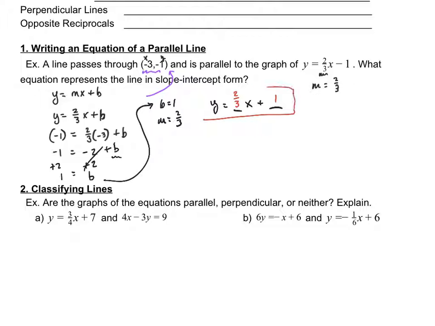We have a new line that passes through this point and is parallel to this line. And we know that it's parallel because it has the same slope and two different y-intercepts: y-intercept of -1, y-intercept of 1. So they are parallel to each other. We don't need to graph it yet. We'll worry about graphing it on the next few problems.